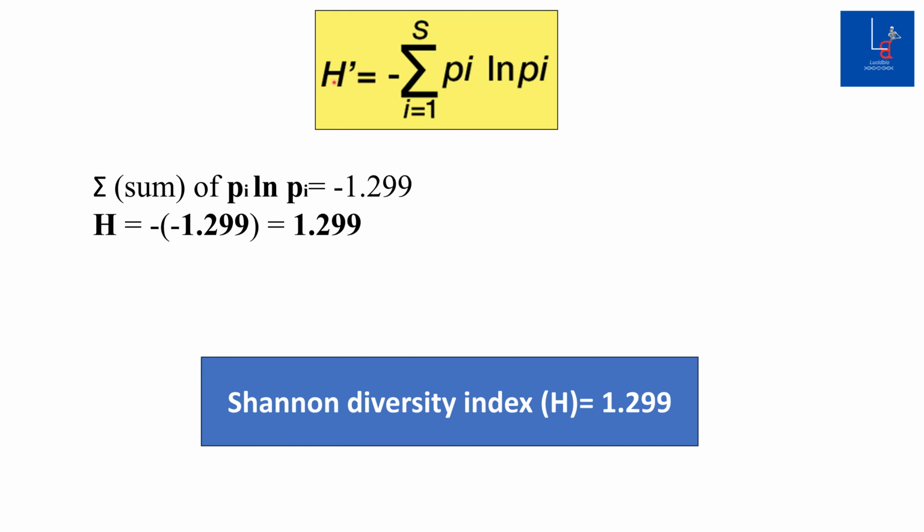Now the Shannon diversity formula is minus the sum of pi ln pi. We have already calculated the sum of pi ln pi, that is minus 1.299. The next step is this minus sign, and inside the bracket the summation of pi ln pi value, and we will get the Shannon diversity index, that is 1.299. I hope you have understood this.